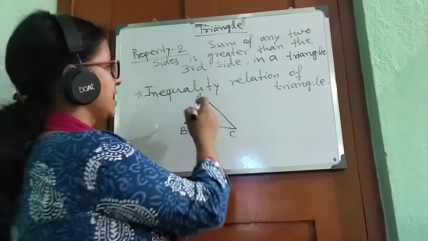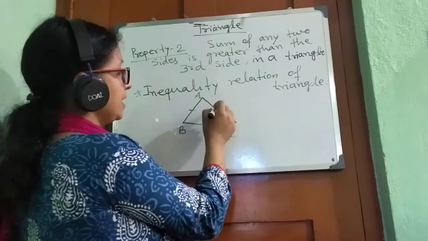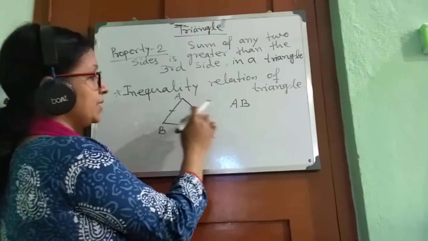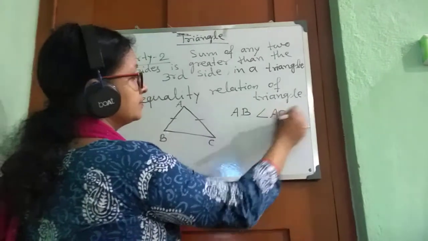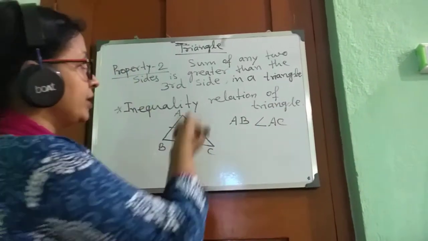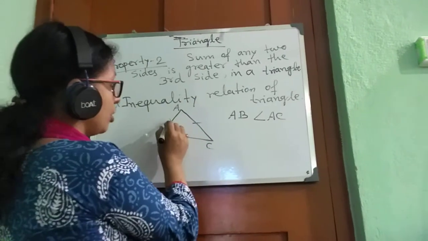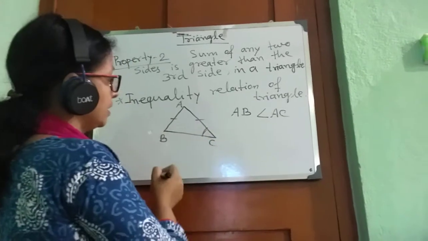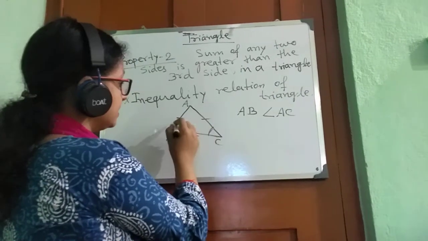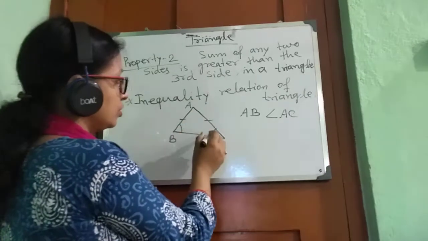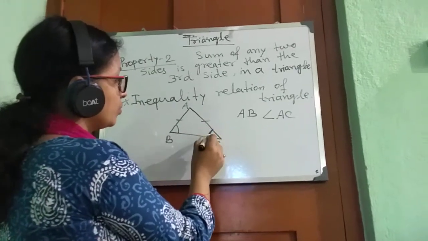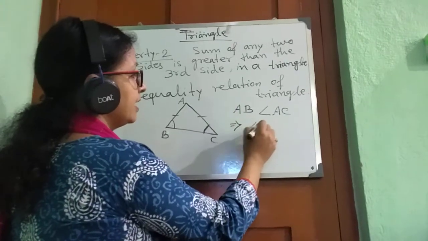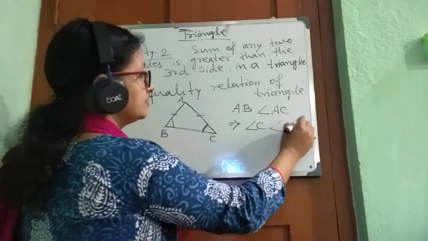Such as, I am taking here AB and AC. Here we can see in this figure AB is less than AC. So according to the relation, the opposite angle of AB is C, and the opposite angle of AC is B. So we can say angle C is less than angle B.